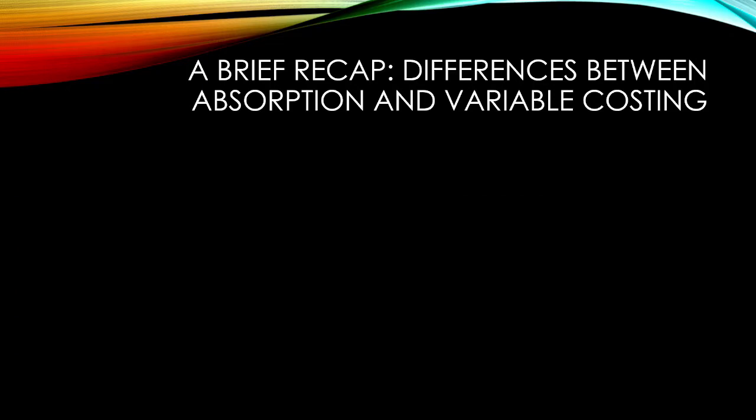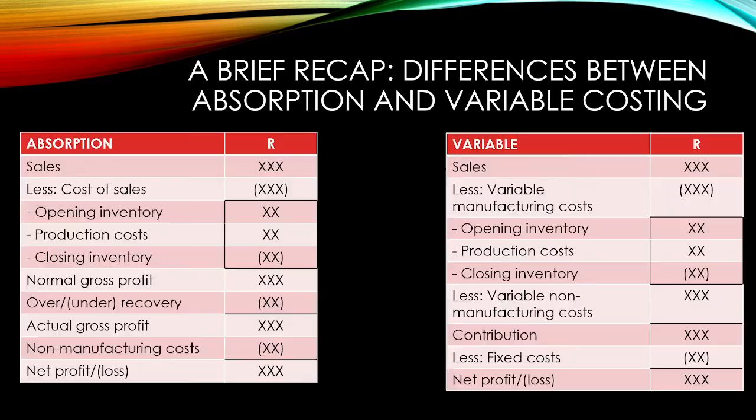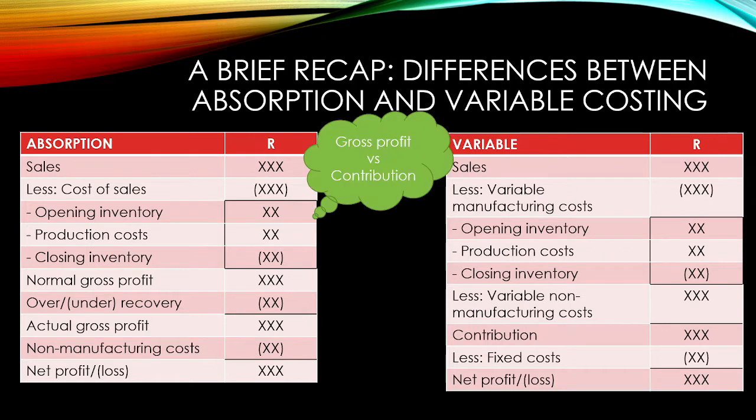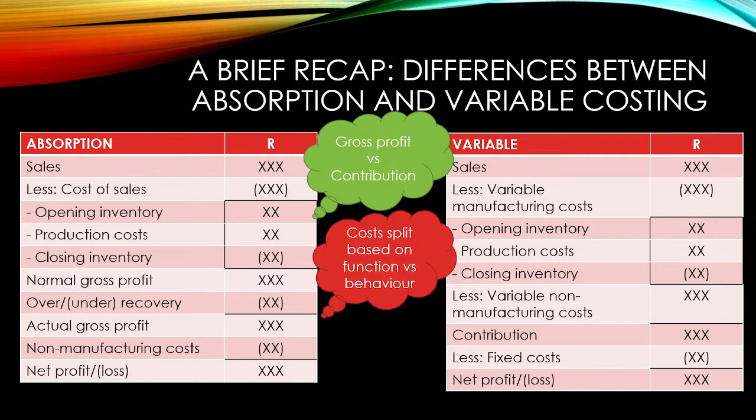What are the implications for our profit statements? First, remember that absorption costing has a gross profit line, while variable costing has a contribution line. This is because absorption costing splits the costs based on function. Do they relate to the manufacture of the product or not? Production-related costs are presented above the gross profit line, whereas non-production costs are presented below the gross profit line.